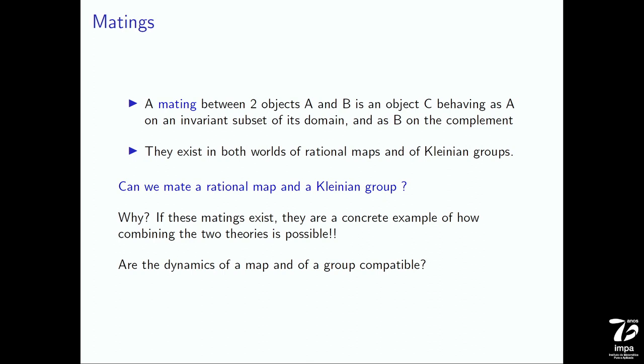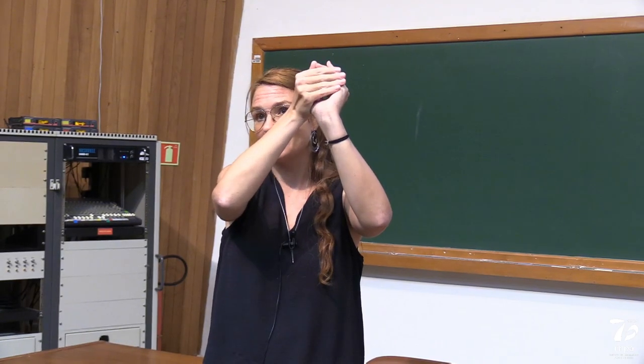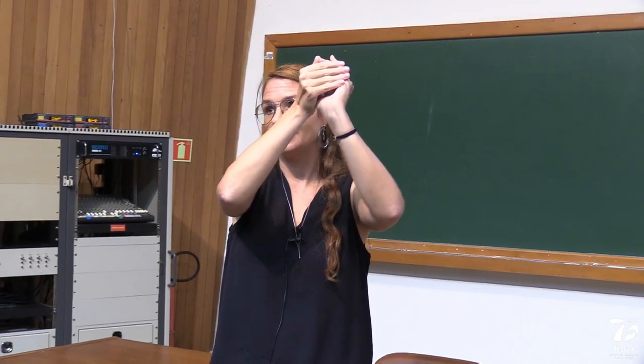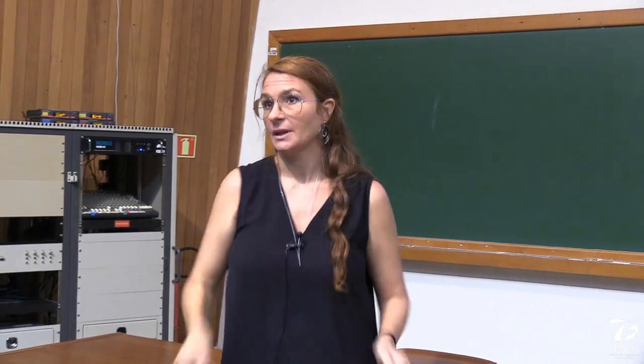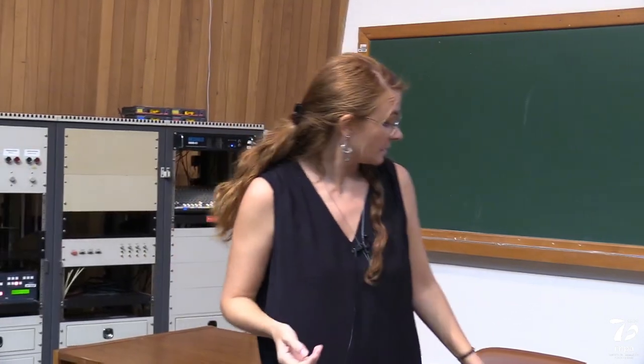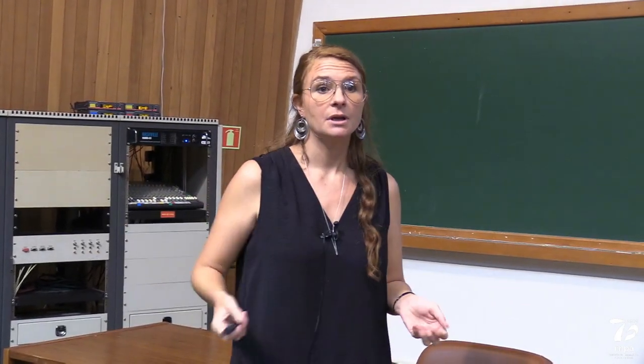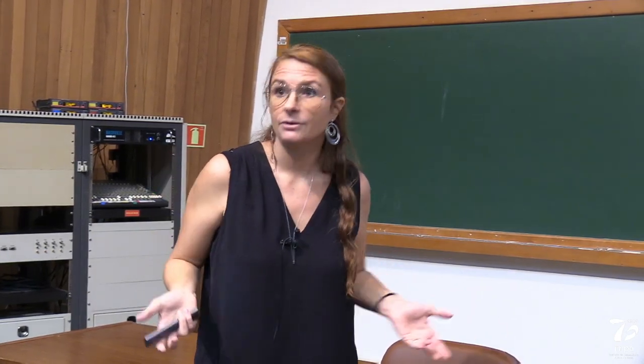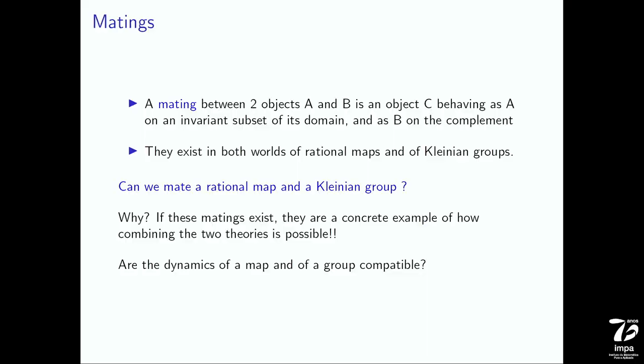And what is a mating? Well, a mating between an object A and an object B is an object C, which behaves like A on an invariant subset of its domain, and as B on the complement. They exist in the world of rational maps. You can mate two polynomials, and you will get a rational map. And actually, they started in the world of Kleinian groups. And here we are interested in, can we mate a rational map and a Kleinian group?